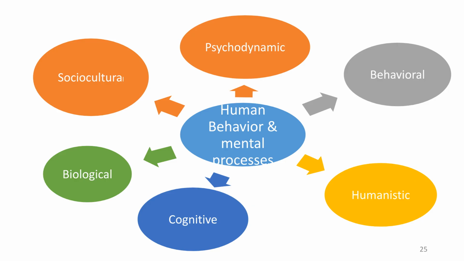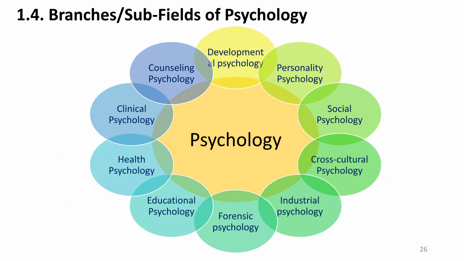behavior, and feelings. All these modern perspectives, psychodynamic, behavioral, humanistic, cognitive, biological, and sociocultural, contribute to understanding human behavior and mental processes, as shown in this diagram. The field of psychology is vast and includes numerous subfields or branches. These specializations apply psychological principles to different areas, reflecting the broad scope of human behavior and mental processes. We will now review some of these branches.